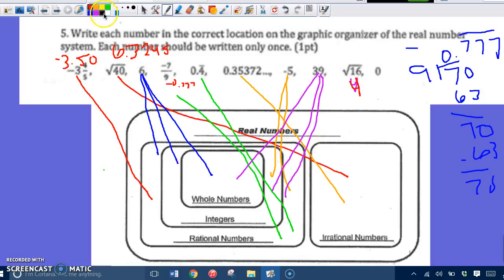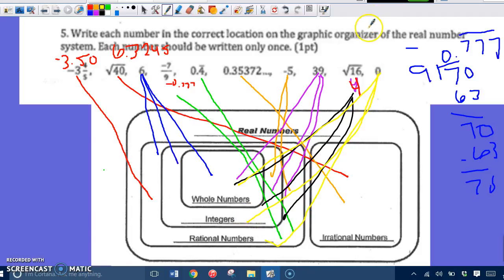If our answer for that one is 4, 4 is a whole number. 4 is also an integer. 4 is very rational. Okay? And then 0. People always ask me all the time, is 0 a rational number? It is. Okay? So 4 is a whole number, 4 is an integer. It's on the number line. 4 is very rational.